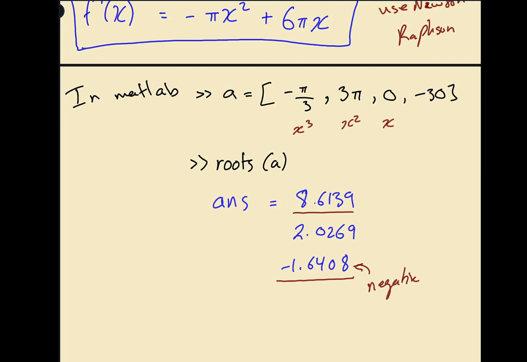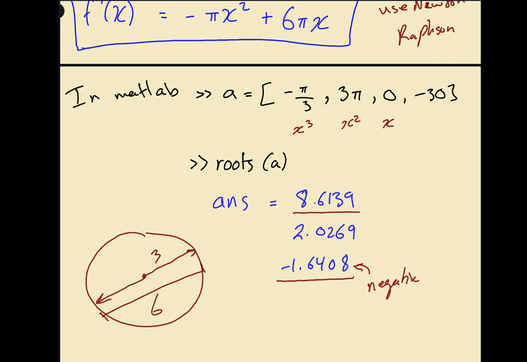How about 8.6139? Can that be an answer? So we have a spherical tank. The radius here is 3. That means the diameter is 6. This is larger than 6. So it's impossible, right? It's too large.